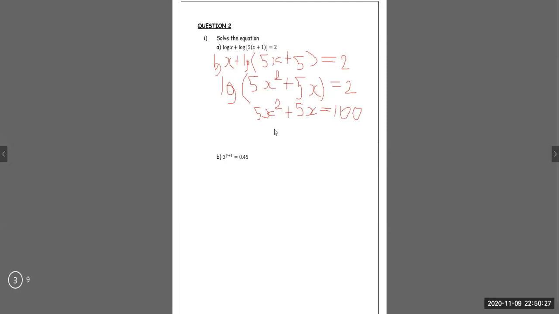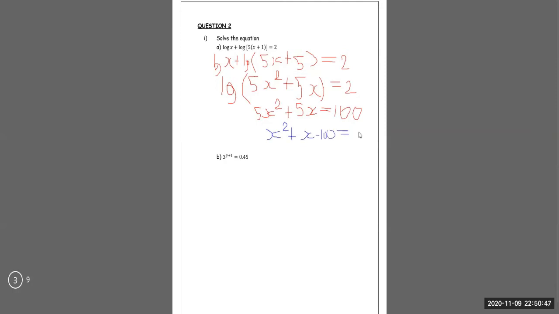You said it beautifully. Divide through by 5. It's always difficult to solve with those big numbers. So it becomes x squared plus x, and let's bring over the 100 and write it as minus 100, equal to 0.